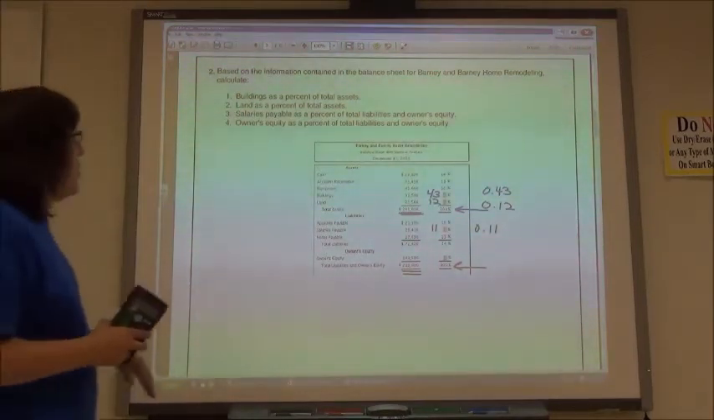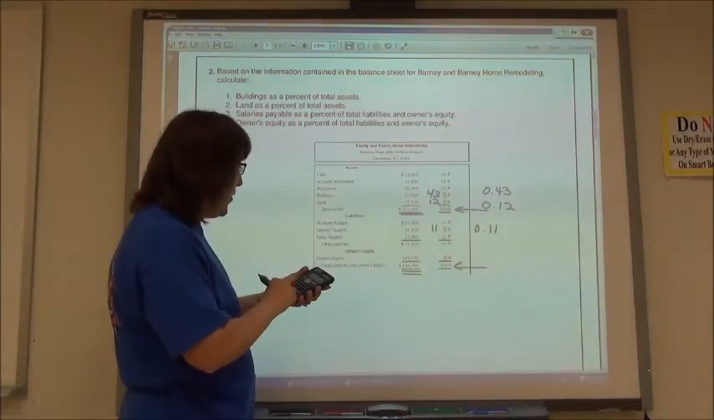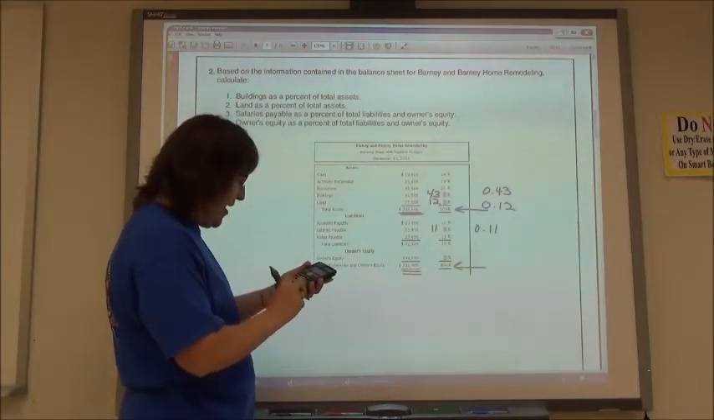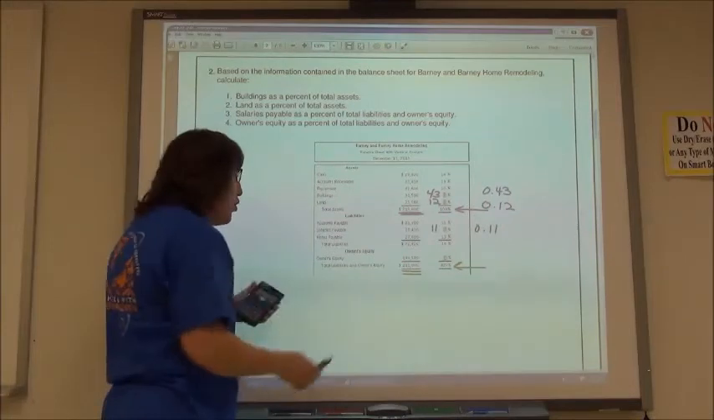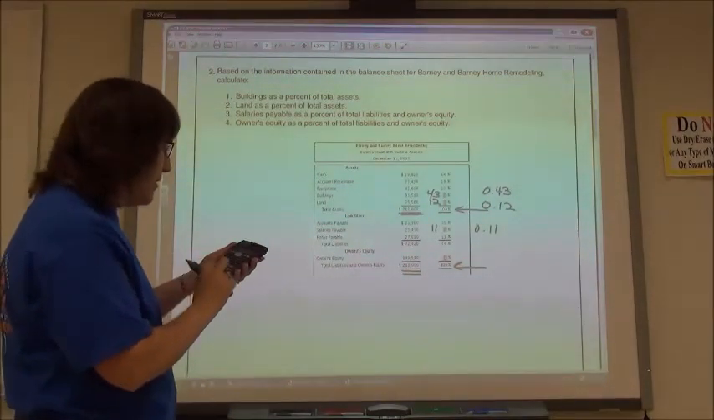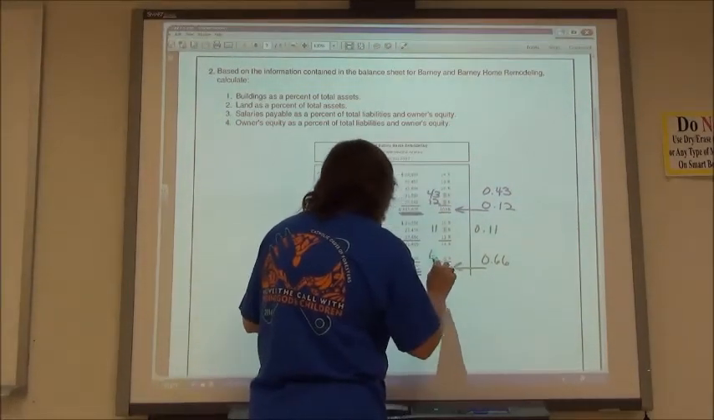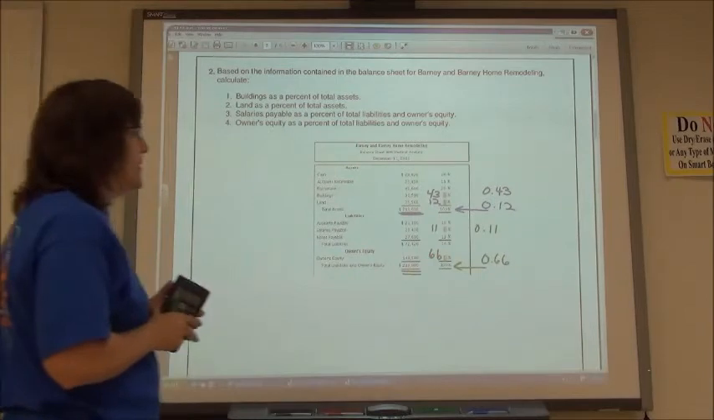And then they want us to do the owner's equity. The owner's equity, $140,580 divided by the total of the liabilities and owner's equity, $213,000. I get 0.66, so 66%.